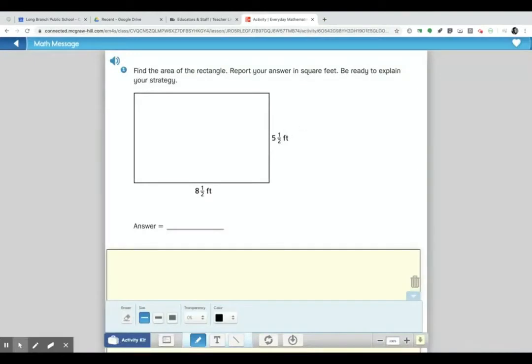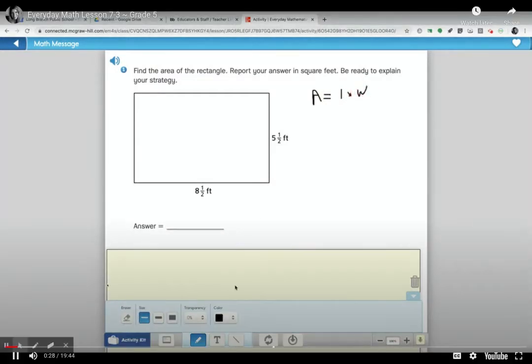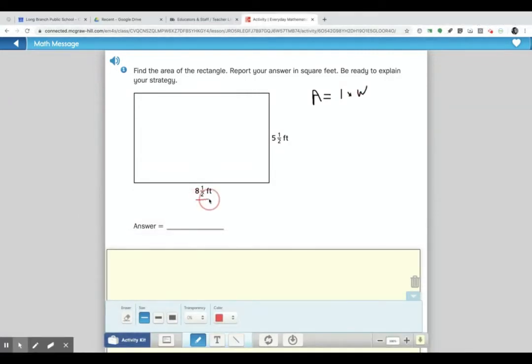In today's math message, we are to find the area of the rectangle that you see on the screen. We know that to find the area of any rectangle, our formula is area equals length times width. But what's different about our rectangle is that our length is 8 1/2 feet and our width is 5 1/2 feet. So this makes it a little bit trickier in that we need to really use the distributive property where we distribute out our mixed numbers in order to solve this problem.